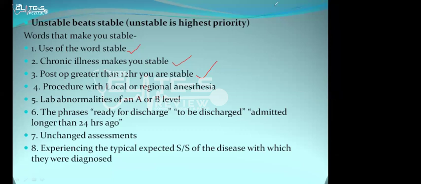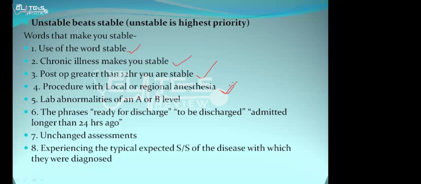The next one, procedure with local or regional anesthesia. So in comparison, if it's not local or regional, it could be what? Or everybody has been muted. Okay. So if it's not local or regional, then it could be general. That's what I'm trying to say.